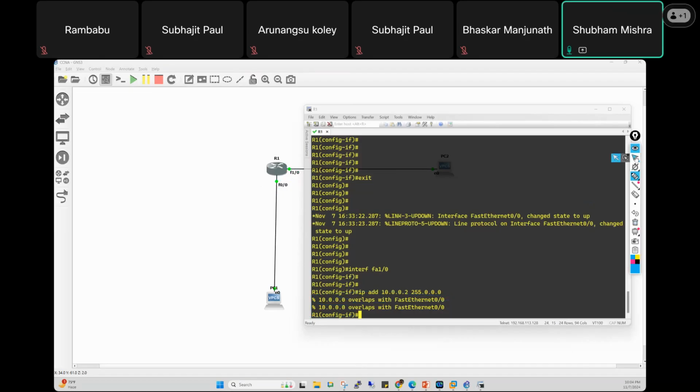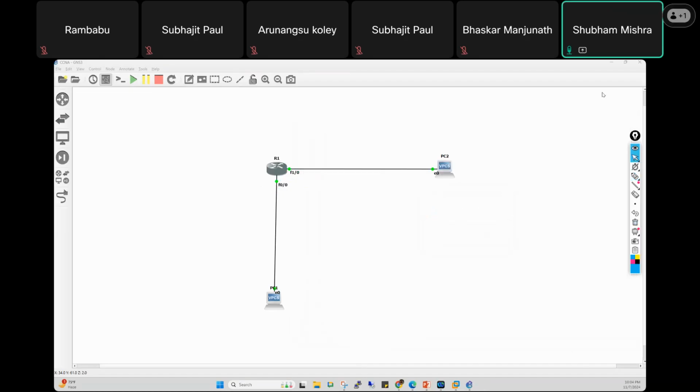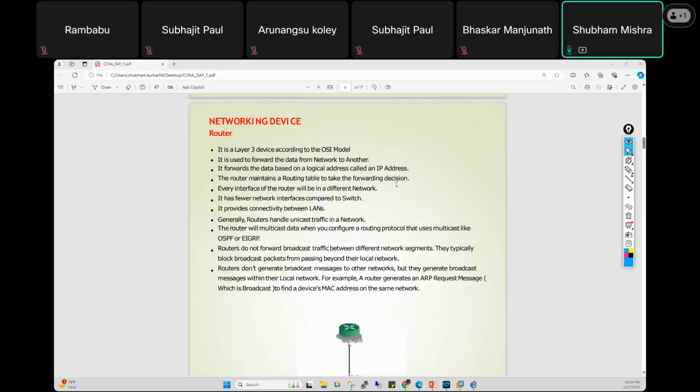So basically, that's the reason I told you, whenever we are assigning IP addresses on the router, make sure every interface is in a different network. Clear, everyone?